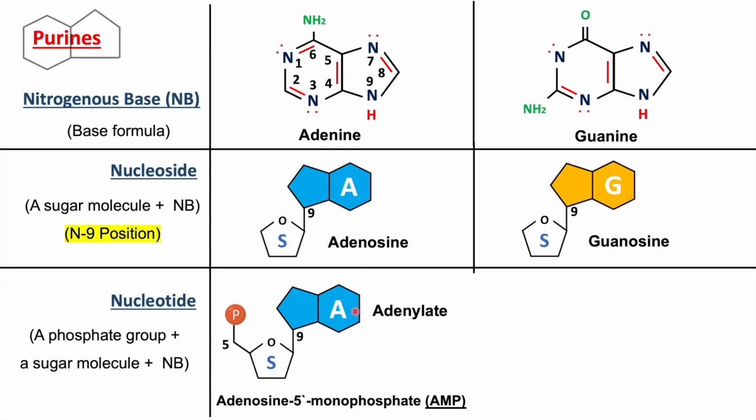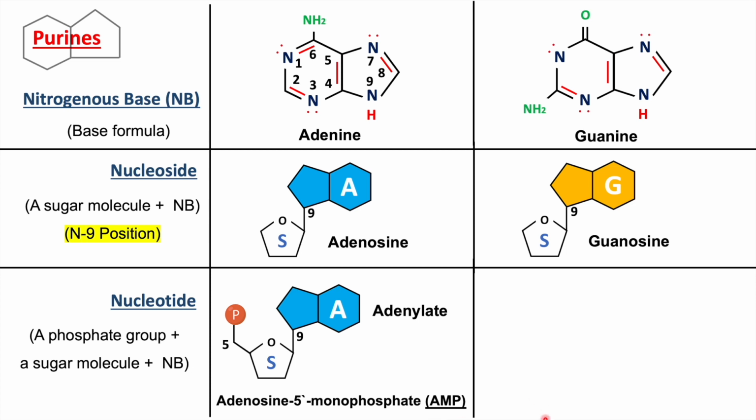This is the basic structure of adenosine, and the phosphate group is attached to carbon 5 position of the sugar molecule, therefore it is called 5' monophosphate. So therefore it is called adenosine 5' monophosphate, that is AMP. And if there are two phosphate groups attached to the sugar, it will be called adenosine diphosphate. If there are 3 phosphates, it will be called adenosine triphosphate, that means ADP or ATP.